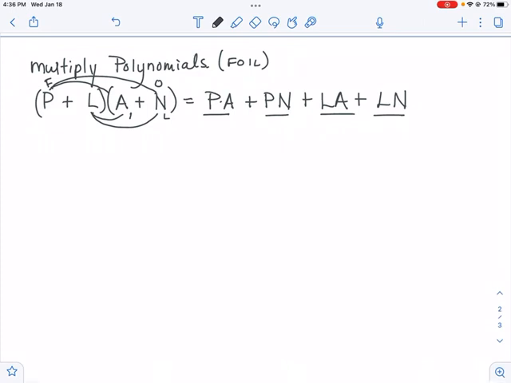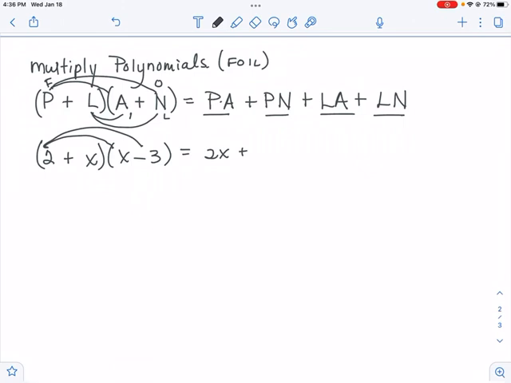Okay, so multiplying polynomials. So if I have something like 2 plus x times x minus 3, keep in mind, you don't have to have the x's first. You could multiply them just the way they are. So we'd have 2x plus, then, see, I'm following the same order that I had before with the FOIL.